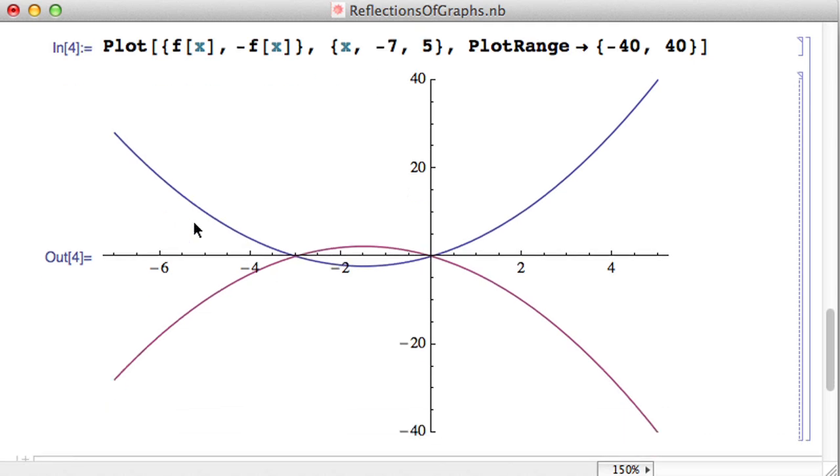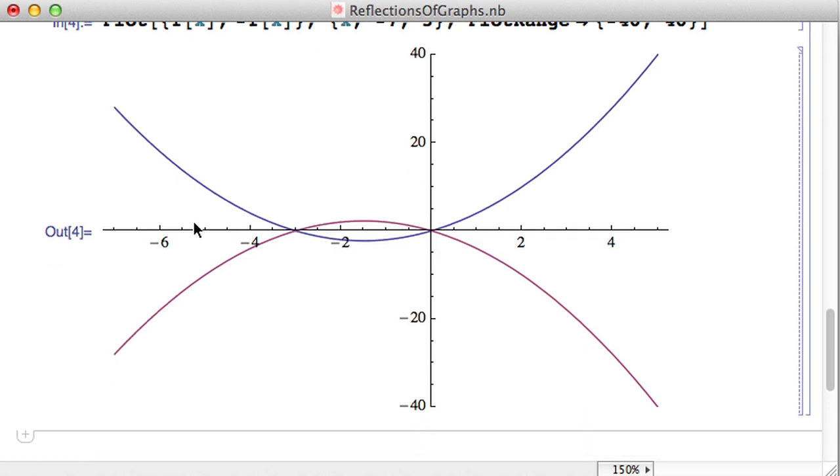And we can see clearly that these are reflections of each other about the x-axis. If I fold the paper along the x-axis, these graphs would perfectly align. So we see that this is how I reflect a function about the x-axis. Just multiply the y-coordinate by -1.